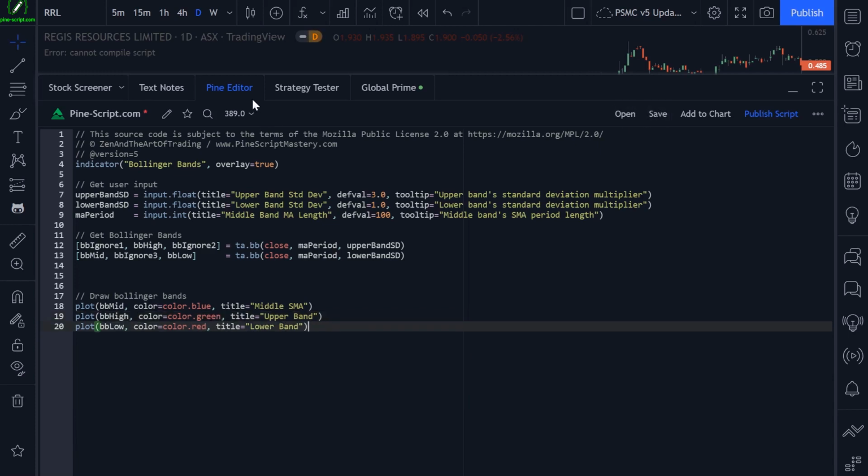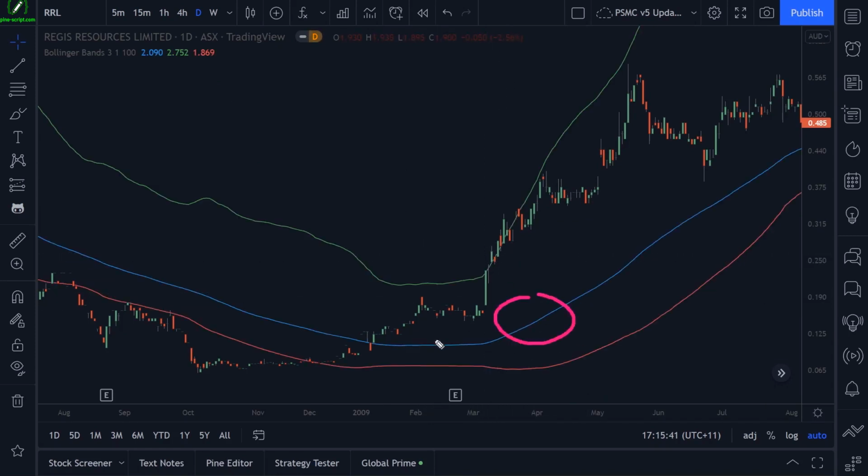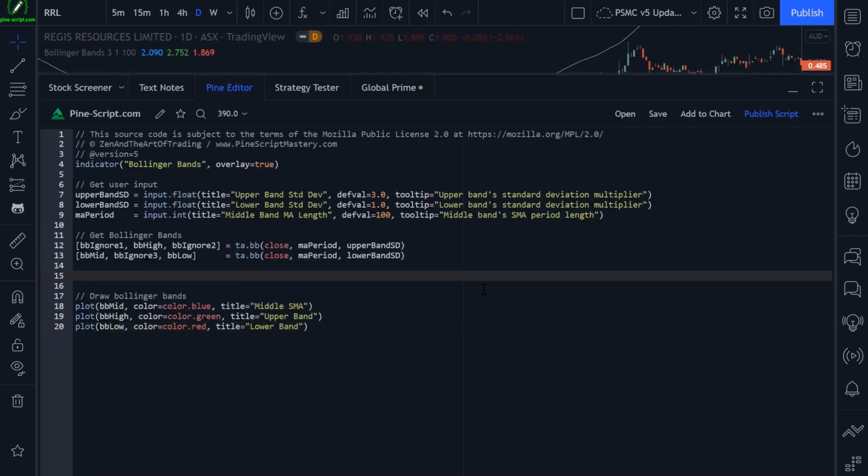Now when I save my code and minimize the editor, we should have our Bollinger Bands plotting. This upper band is 3 standard deviations from the moving average, while the lower band is only 1 standard deviation. So our lower band is tighter to price action, and therefore we essentially have a tighter trailing stop, and our upper band is only going to buy very strong breakouts where momentum is strong in this market. So we have our Bollinger Bands drawing. Let's now start detecting our breakouts.